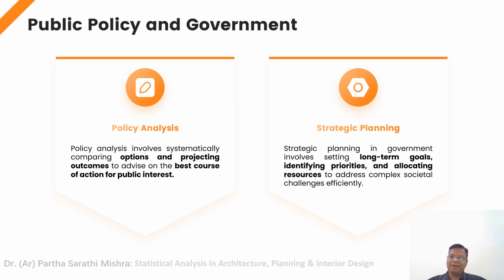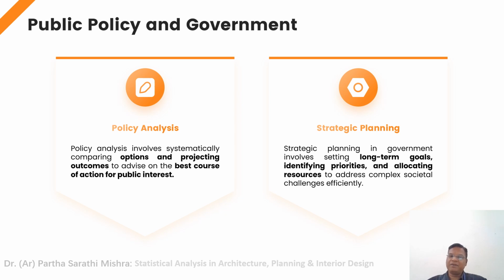So what will be the outcome? Suppose we have pre-decided that if we do this, then five kinds of outcomes will be generated. So which outcome will give us more benefit in terms of policy making, in terms of economics, where there should not be any environmental hazards? So the best course of action and public interest we have to judge as a government. Next is strategic planning.